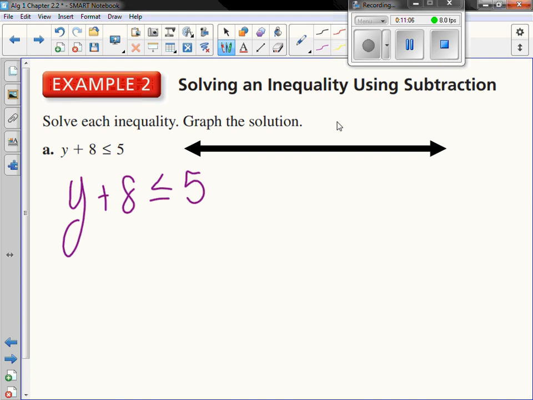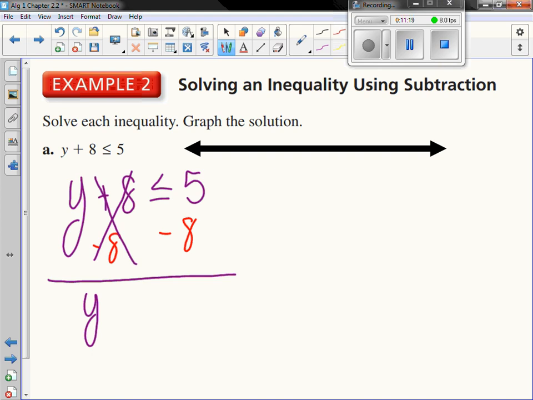If I want to get the value of y by itself, I need to get rid of the 8, yes? So how can I get rid of the 8? I can subtract 8 from both sides, because 8 minus 8 is 0, yes? Now we have to do 5 minus 8, which would give us 3, and it would be negative, because 8's bigger. 5 minus 8 gives us negative 3.